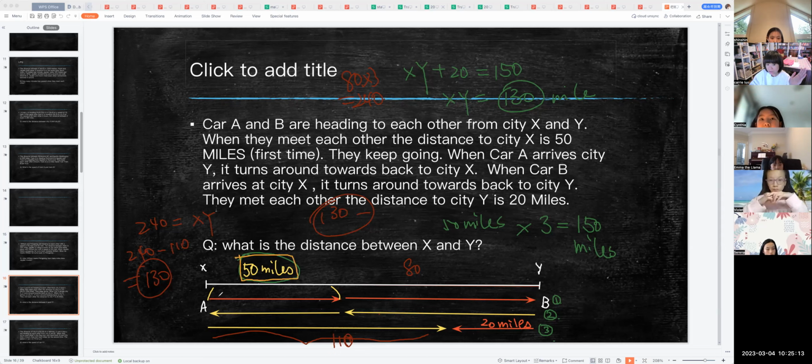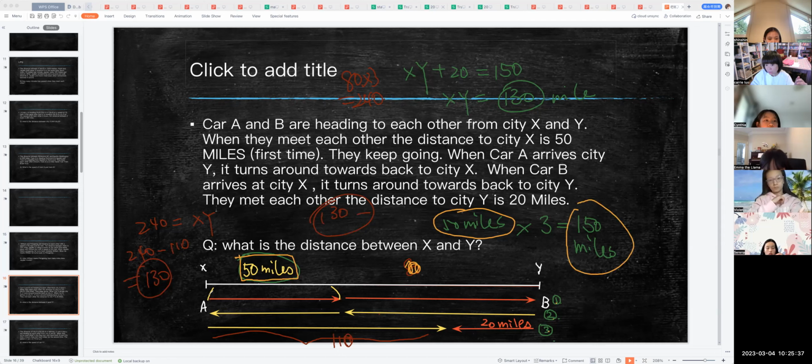So that is a key thing. Because for the first one distance, A and B finished. The portion of A is 50 meters, and the portion of B, I don't know. But because they all together finish 1, 2, 3 portions, the portion of A finished should be just 50 times 3 equals 150 miles.